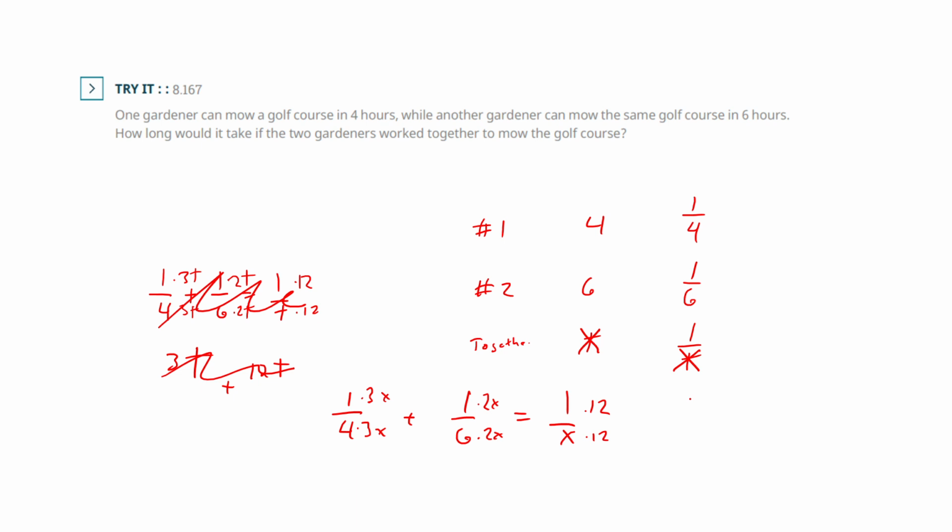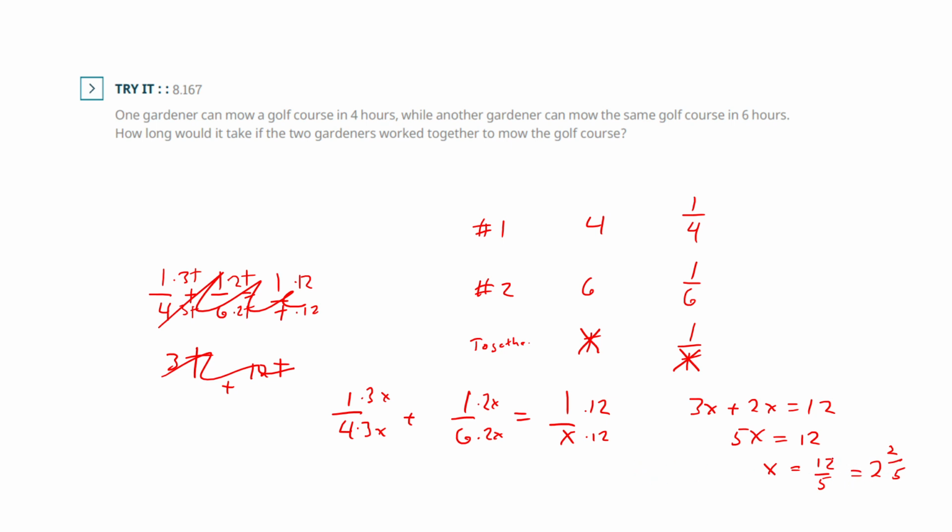So now our equation becomes 3x plus 2x equals 12. And the bottom doesn't matter because it matches. So we've got 5x equals 12. So what would that be? That would be 2 2/5. And then we could make that 2.4 hours, whatever we want.